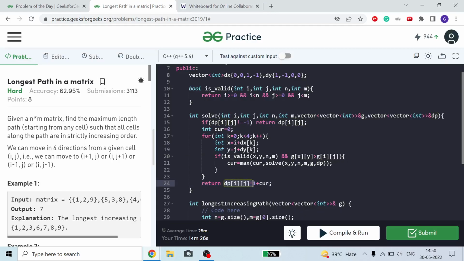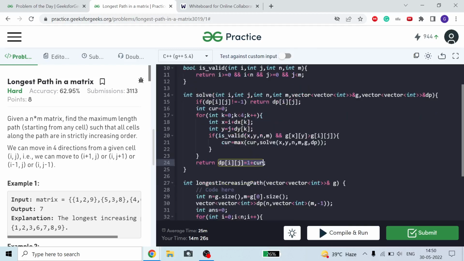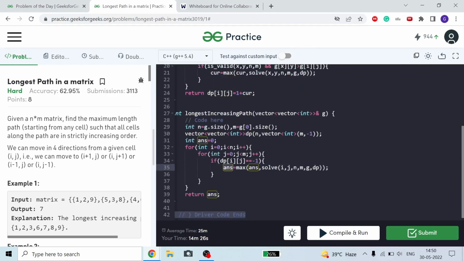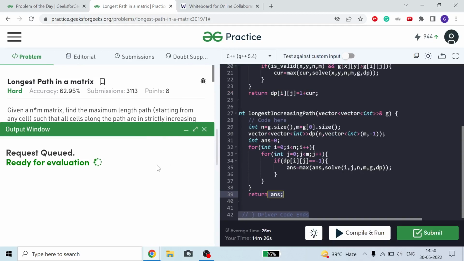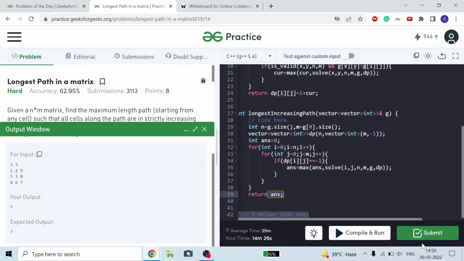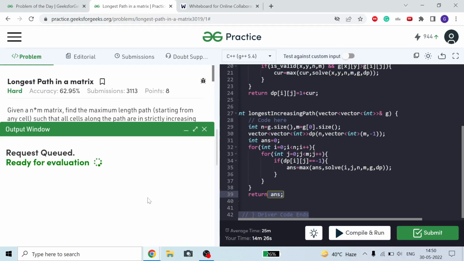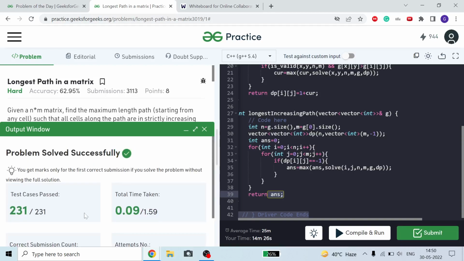And at last I update my dp[i][j] as 1 plus current. Then I store my answer, update it and return my answer at the end. This is how I am solving it. The correct answer is showing. I now submit it. So guys, you can see all 231 test cases passed.